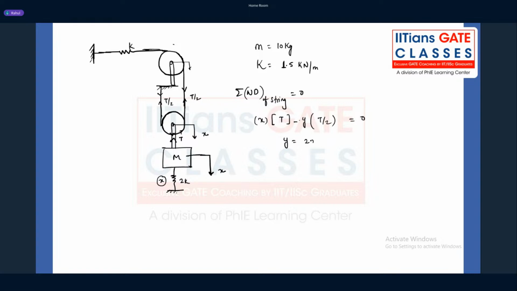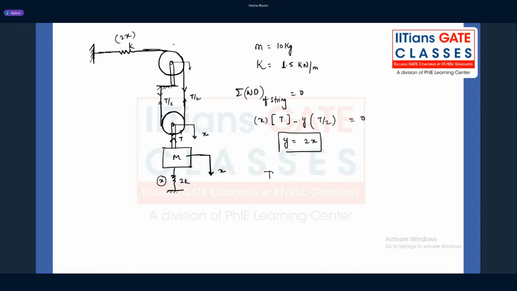So what is the y? y will be equal to 2x. So definitely what you can say, guys, this spring will be getting displaced by the amount 2x. If this mass is getting displaced by the amount x, this particular upper horizontal spring will be getting displaced by the amount 2x. Now simply follow the energy approach.